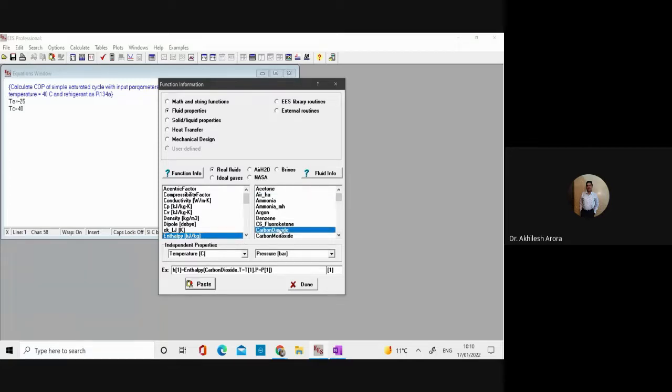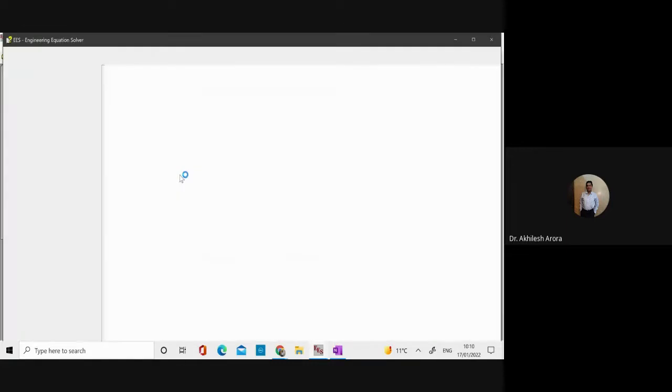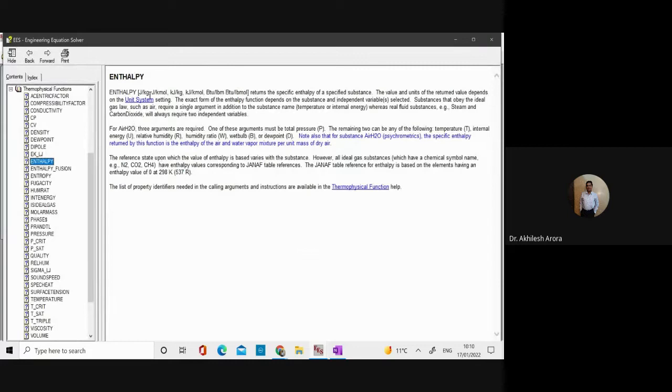So let us try to find that whether we have R134A or not. I'm going down here. Somewhere with R, probably R134A will come. This is the R134A. So I have chosen enthalpy and R134A. Two things. So you can see here on the left hand side, it is the function information given here. I have just clicked it. So you can see, you can read about enthalpy from here.